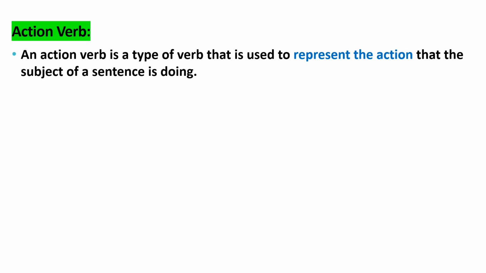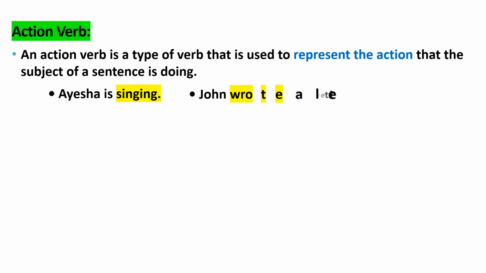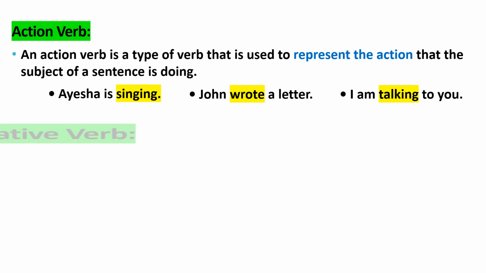Observe the given sentences. Aisha is singing. In this sentence, the verb singing indicates an action. John wrote a letter. Here, the verb wrote shows an action. I am talking to you. Here, talking is an action verb.